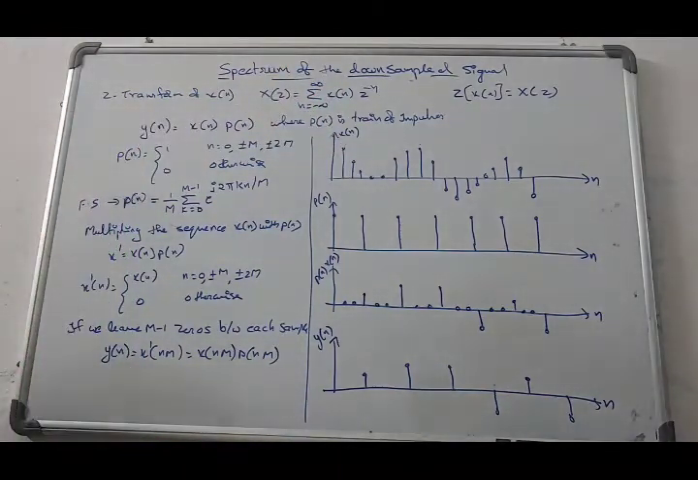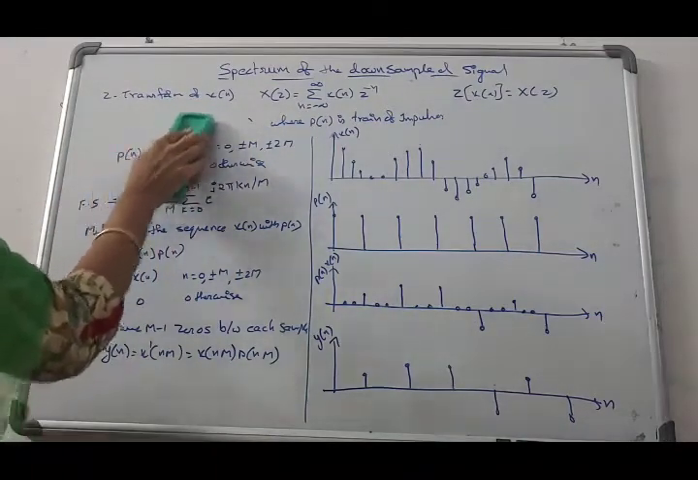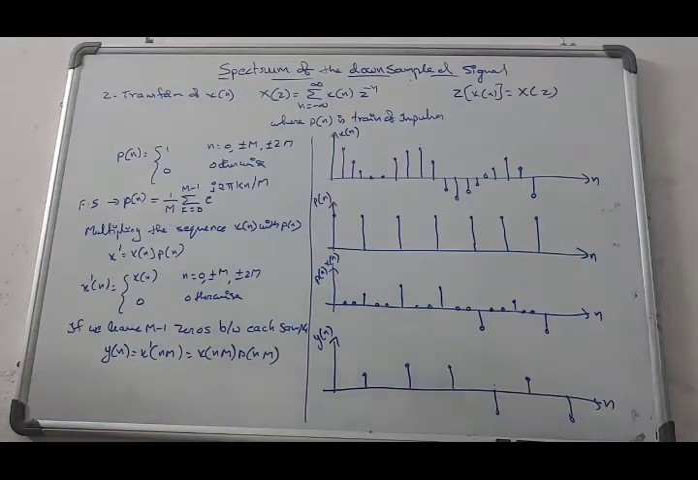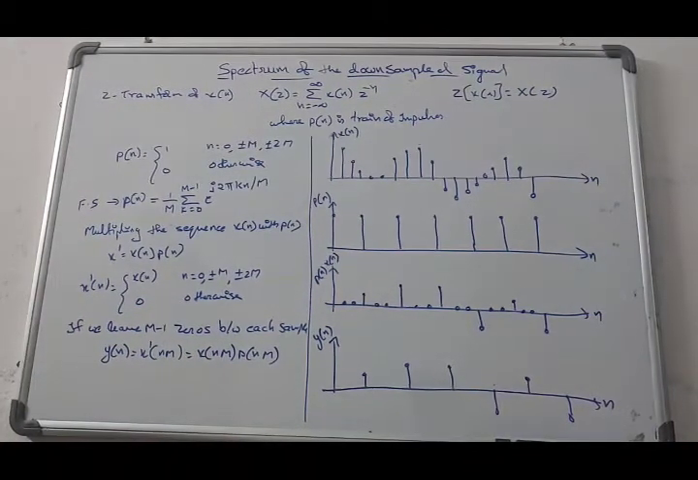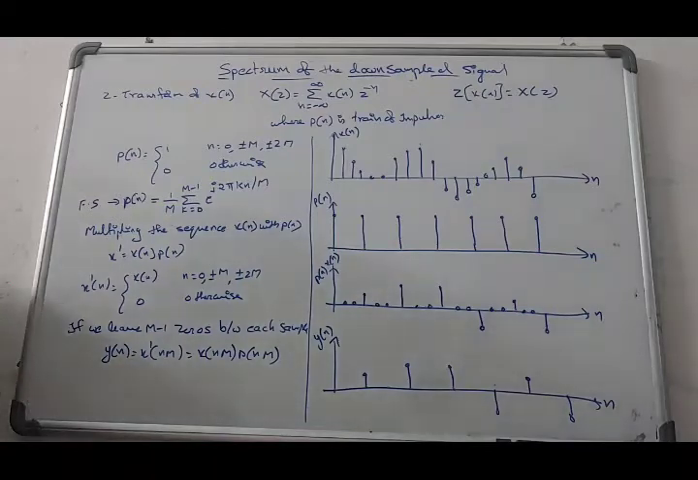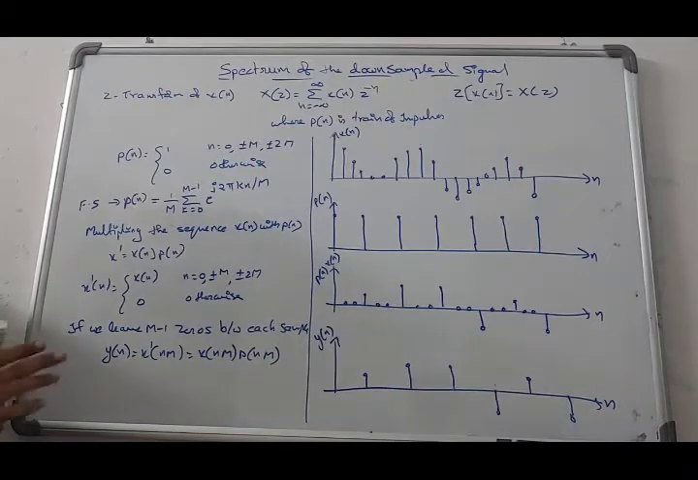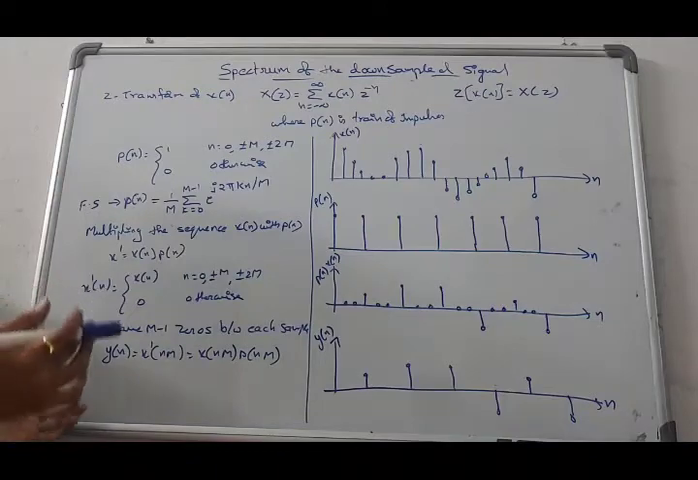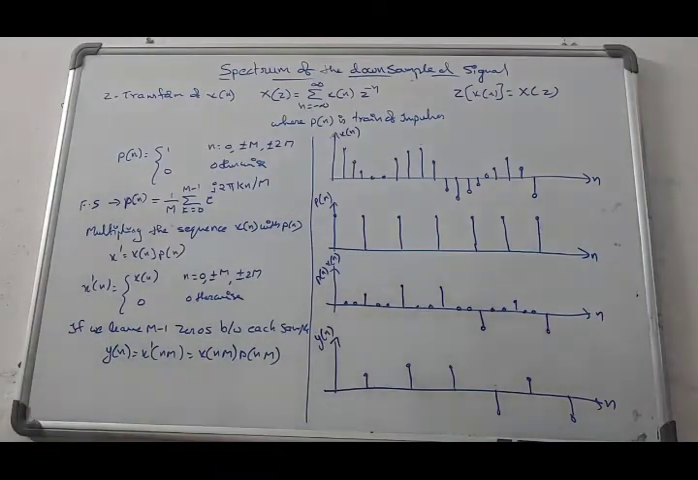Now how to get the output y of n? The output y of n can be obtained by multiplying the sequence x of n with the periodic train of impulses p of n. So p of n is a train of impulses. Multiplying x of n with p of n, which is a train of impulses, and remove m minus 1 samples.